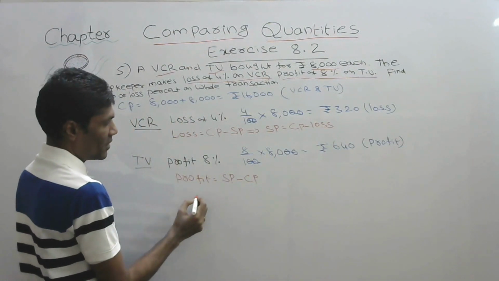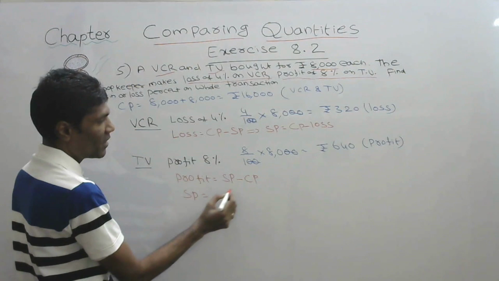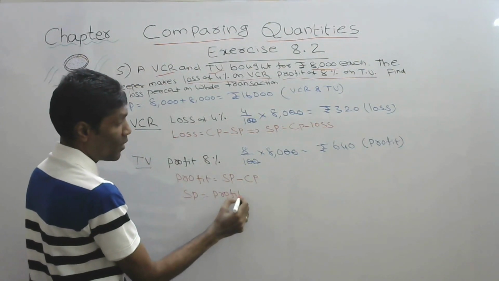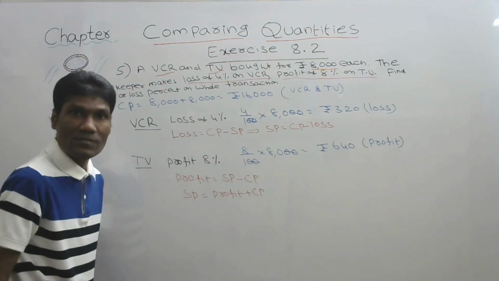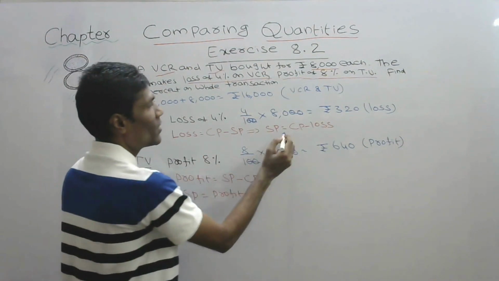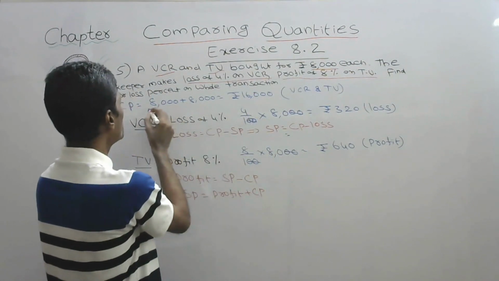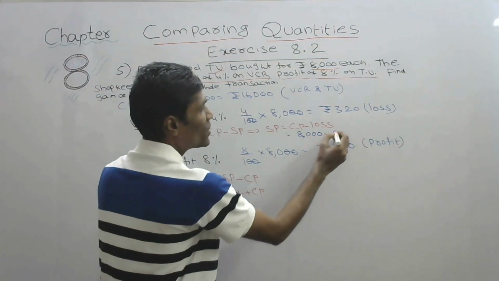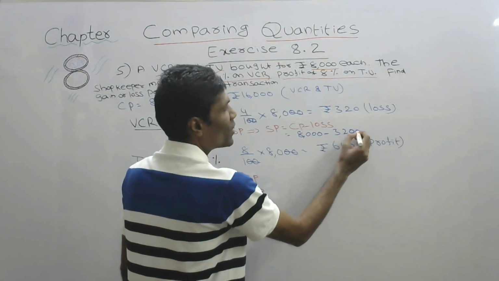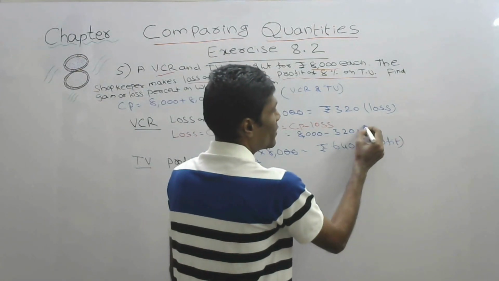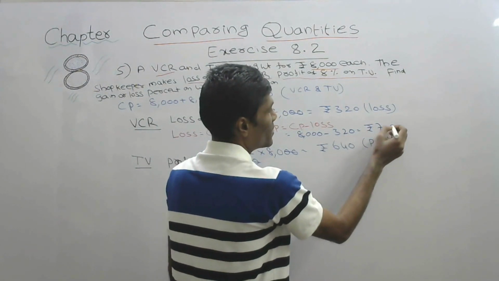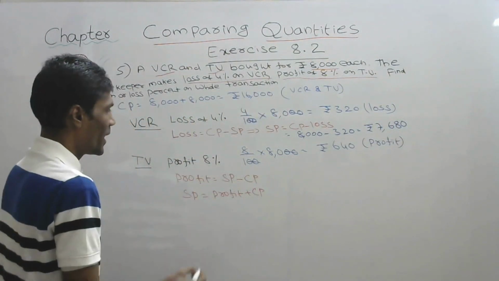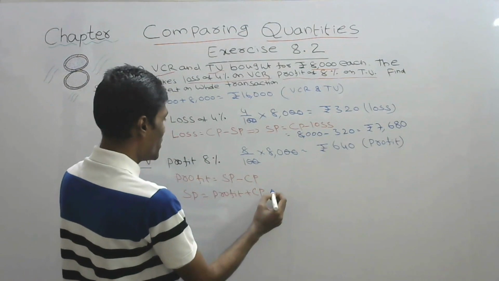Here the selling price will be profit plus CP. Okay, now let us see. For the VCR, selling price is cost price, which is always 8,000, minus the loss of 320. 8,000 minus 320 is 7,680.